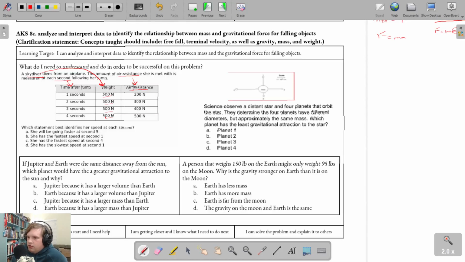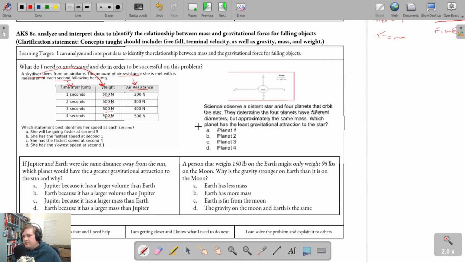So we are looking at time. It counts up 1, 2, 3, 4, and air resistance. Time 1, 200. Time 2, 300 newtons air resistance. Time 3, 400. Time 4, 500. So at 4 seconds, 500 newtons. So our air resistance is getting larger. We go 200, 300, 400, 500. The weight stays the same, and time marches on. So as time goes, you get more air resistance. The longer she falls, the more air resistance there will be. That is what the data is telling us.